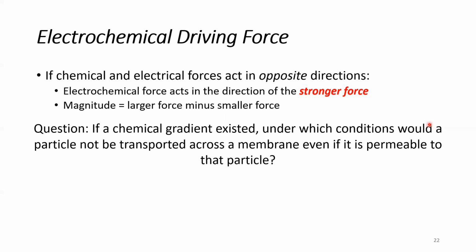All right, now I've got a quick question here to see how much we understand this. If a chemical gradient existed, under which conditions would a particle not be transported across a membrane if the membrane were permeable to that particle? So what conditions would have to exist for a particle to no longer be moving if, one, the membrane is permeable to it, and two, there is in fact a chemical gradient existing for that particle? What would have to be true in order for the particle to not move?